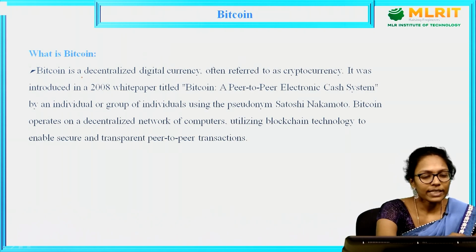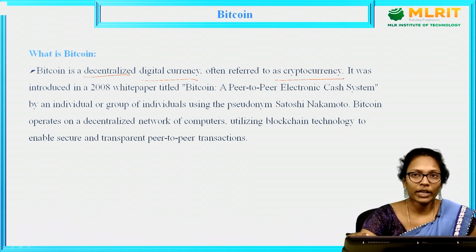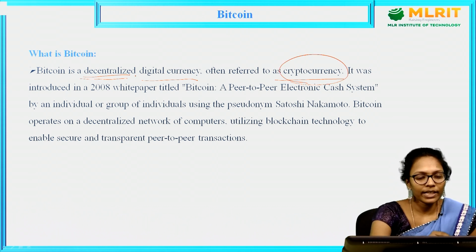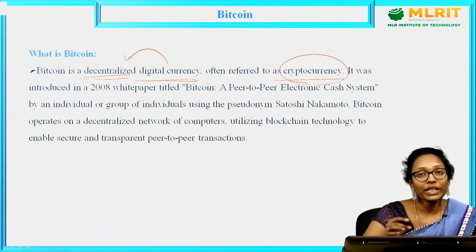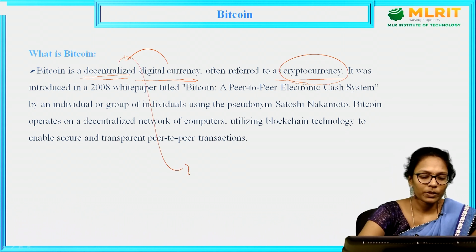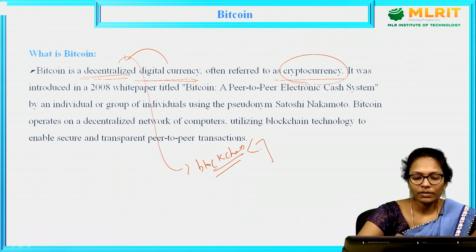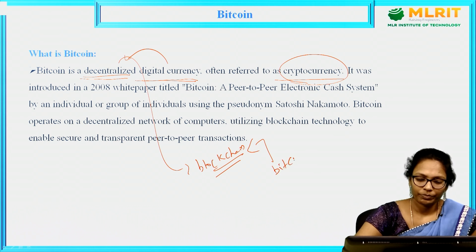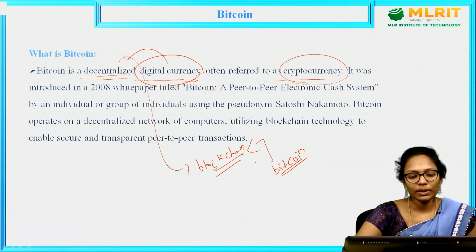Bitcoin is a decentralized digital currency, often referred to as a cryptocurrency. Bitcoin is one of the cryptocurrencies, but the actual definition is a decentralized digital currency. We don't have any physical form for Bitcoin. It is a digital currency following the mechanism of decentralization, and the concept that comes into the picture here is blockchain. Bitcoin is an application of blockchain. So Bitcoin is a digital currency which follows the mechanism of blockchain.